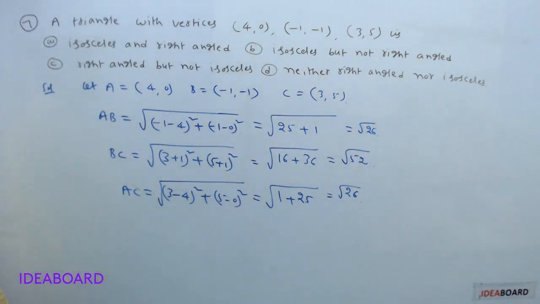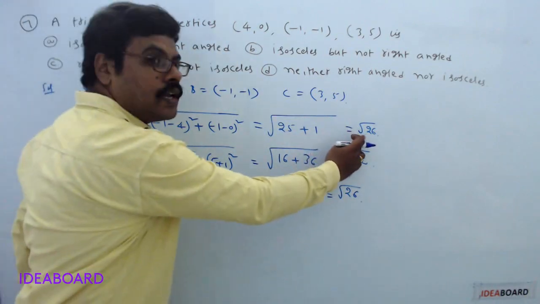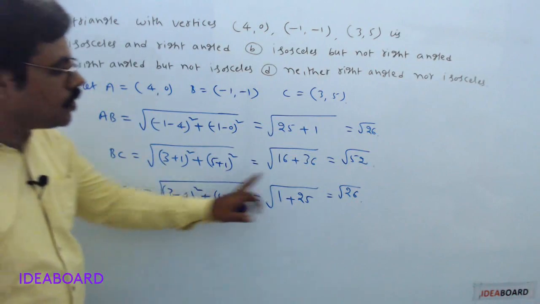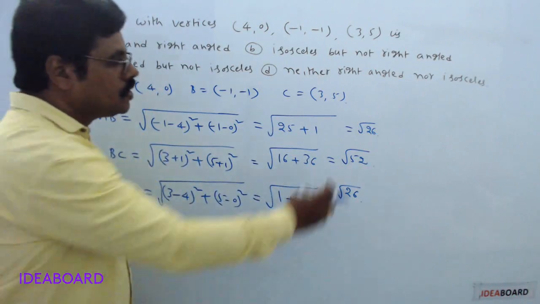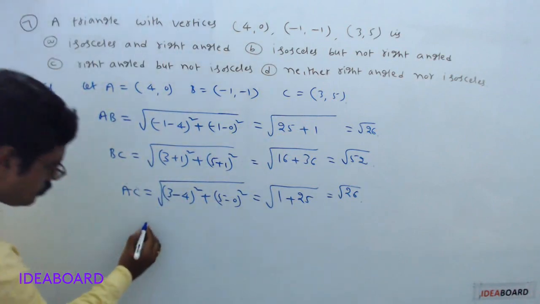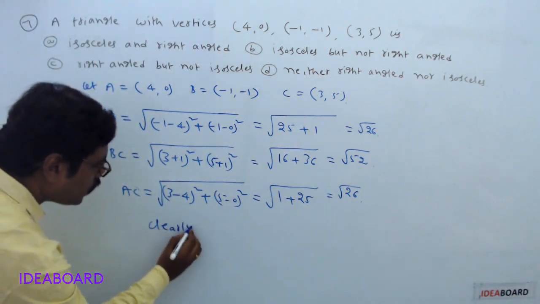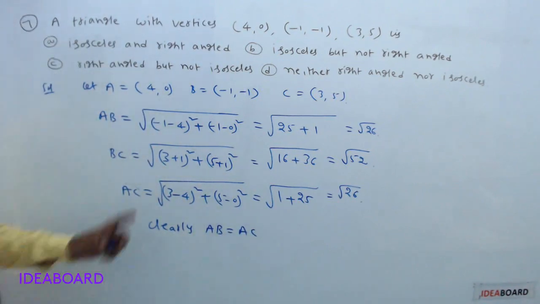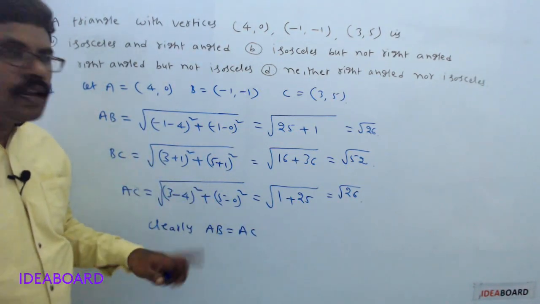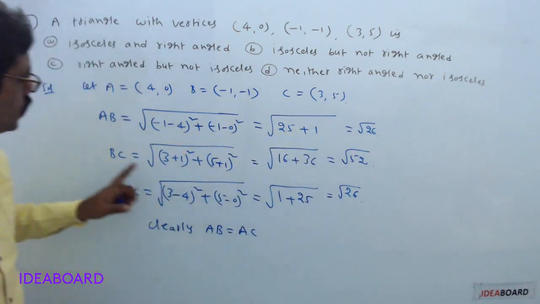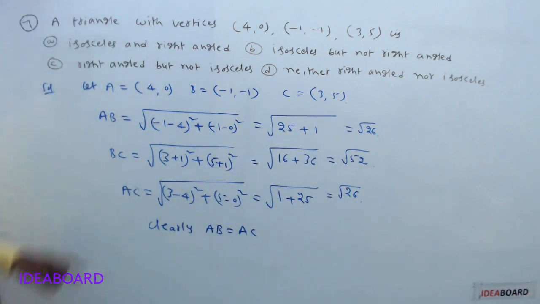Now observe the lengths of AB, BC and AC. AB value is root 26. AC value is also root 26. Clearly AB and AC are equal. So clearly two sides are equal. Definitely it is an isosceles triangle, and we have to verify these two values with BC also.